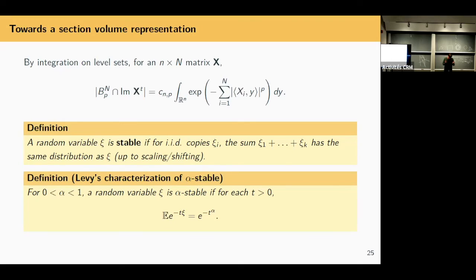Now, there is a nice family of random variables that lets me trade powers P less than 1 for other powers in the convex range. And this has to do with stable random variables. We'll call a random variable stable if whenever I take a linear combination of d copies of it, I have the same distribution up to scaling and shifting. And these things come with the parameter alpha.